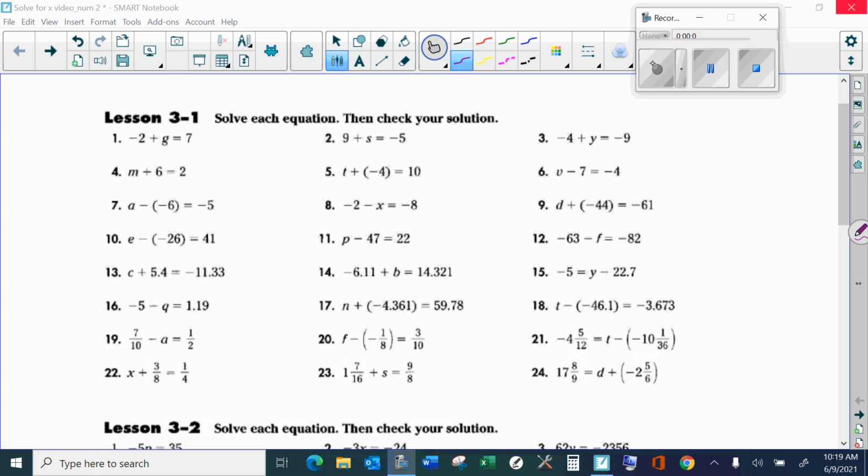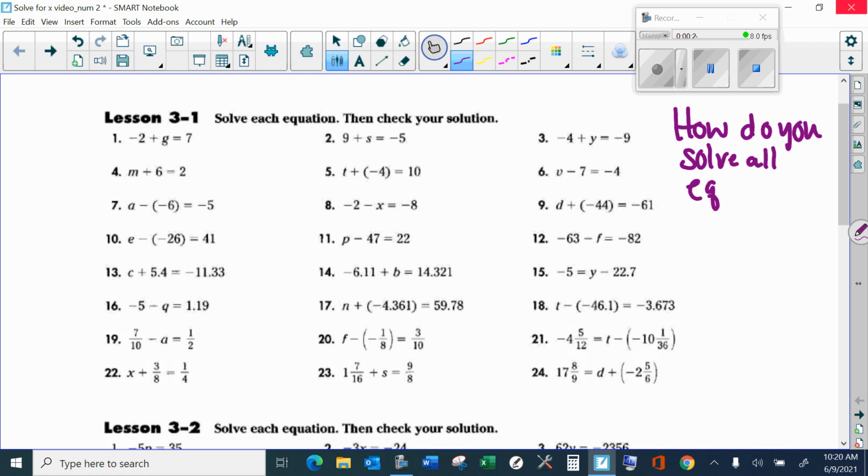Okay, students, we're going to talk about solving equations. Again, you'll be doing this in 6th grade. Okay, start with simple ones and working our way up here. So all this you should be able to do coming out of middle school. So when a teacher asks you, how do you solve all equations? Who knows the answer already?